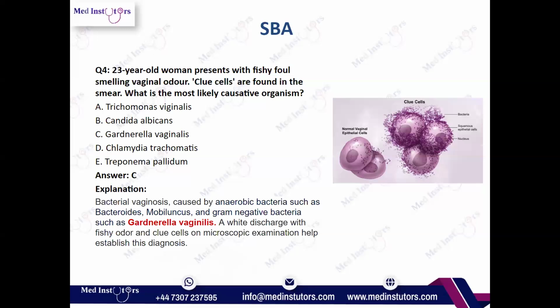A white discharge with fishy odor and clue cells on microscopic examination help to establish this diagnosis. So what are the clue cells? If you look here, these are the vaginal cells, these are the bacteria, and on the epithelial surface, these are the clue cells. So on microscopy, if you find such an appearance, these are clue cells and it is positive for Gardnerella vaginalis. Am I clear?